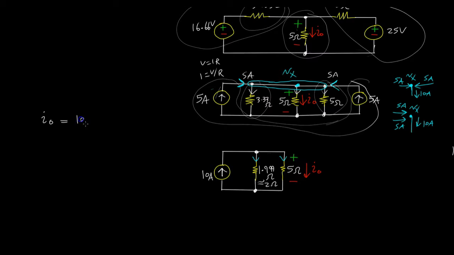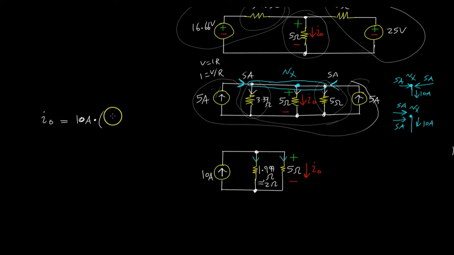the source current, 10 amps, multiplied by some resistive ratio. It's not like the voltage divider, it's slightly different. Let me rephrase that. The current going through a given resistance in parallel with other resistors is going to be proportional to the resistance of the other resistors, basically.